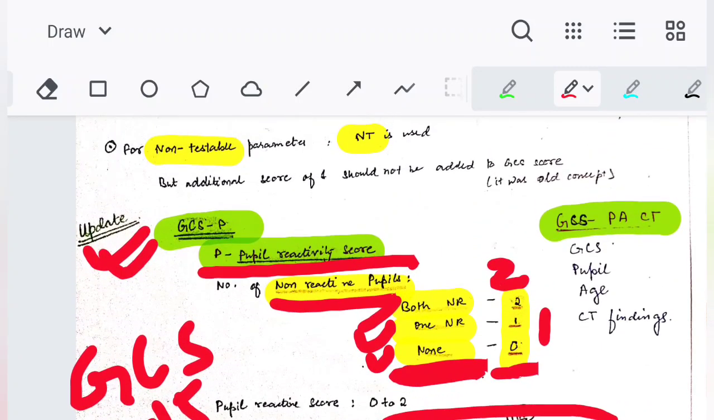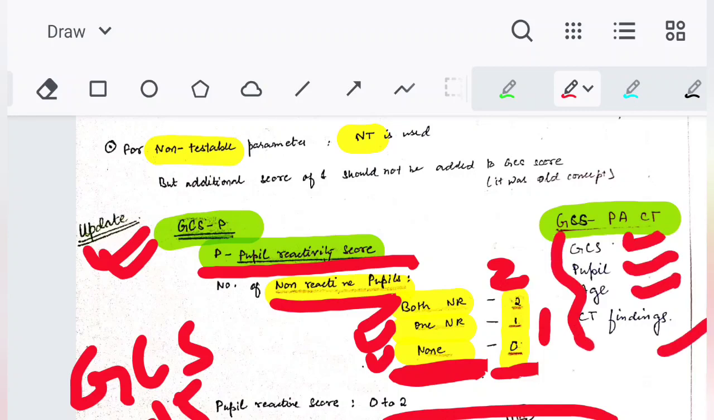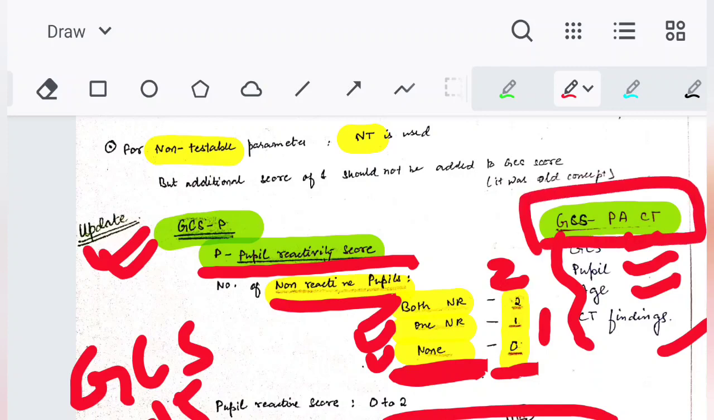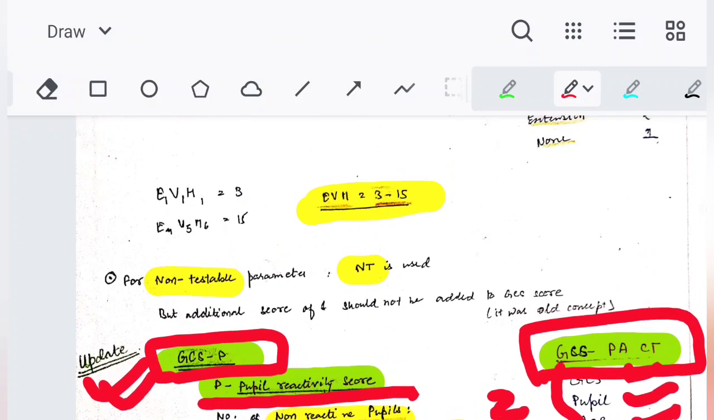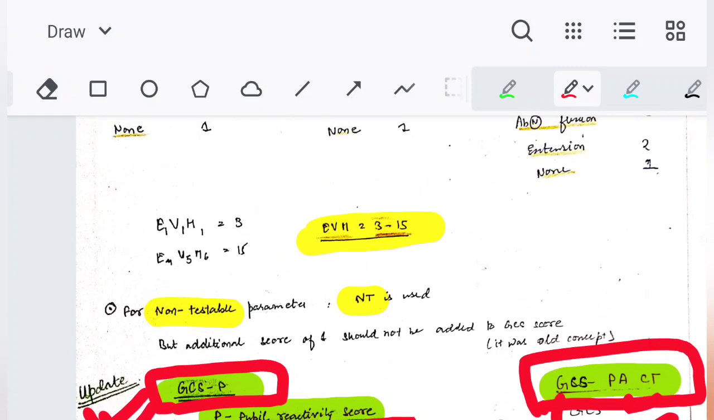And then another is GCS-PACT. What is that? GCS plus pupil plus the age plus CT finding. So this is also a new update. GCS-PACT. Then for non-testable parameters, NT is written.